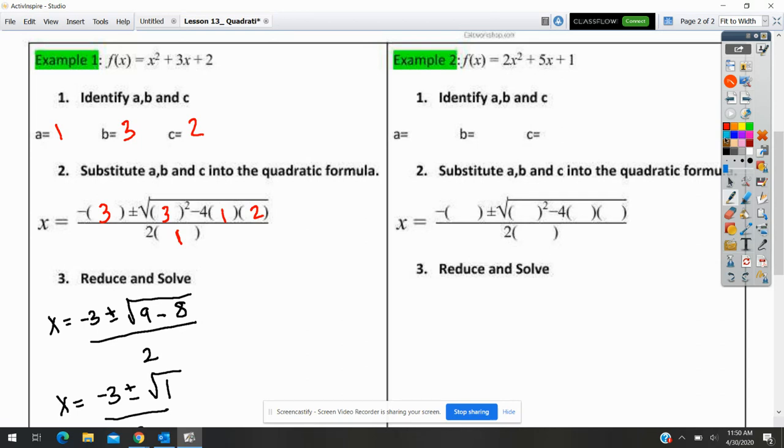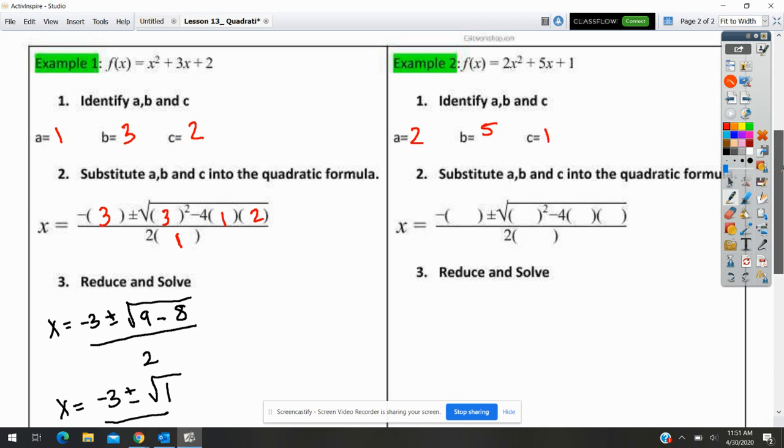All right, let's do our next example: 2x squared plus 5x plus 1. We want to solve for the roots using the quadratic formula. First we're going to identify a, b, and c. a is the coefficient of x squared, which is 2. b is the coefficient of the middle term, which is 5. And c is the constant at the end, which is 1.